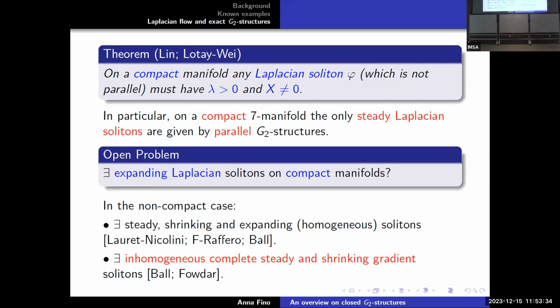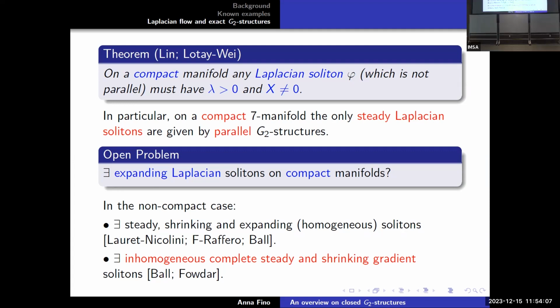So what does it mean? It means that the soliton can only expand, but no example of a compact manifold is known with such expansion. So it's not clear you can have such expansion. The only known examples are parallel, and so this is an open question. If you remove the compactness assumption, in the non-compact case, you can have everything.